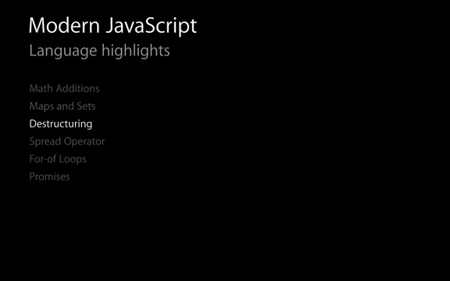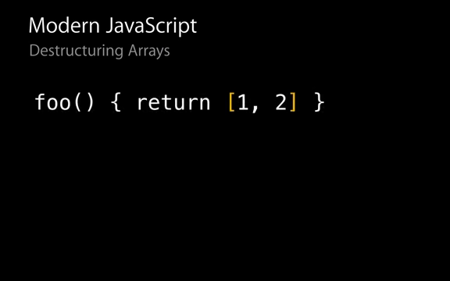So now let's talk about destructuring. If you got excited about some of the new features in Swift, this will be right up your alley as far as JavaScript goes. It allows you to return like multiple objects in an array. In this case, I have an array of two numbers here.